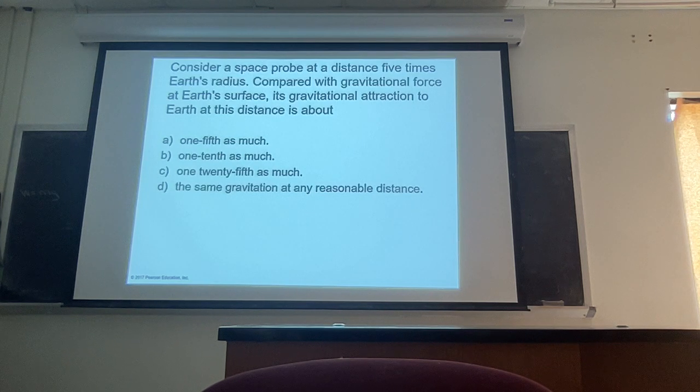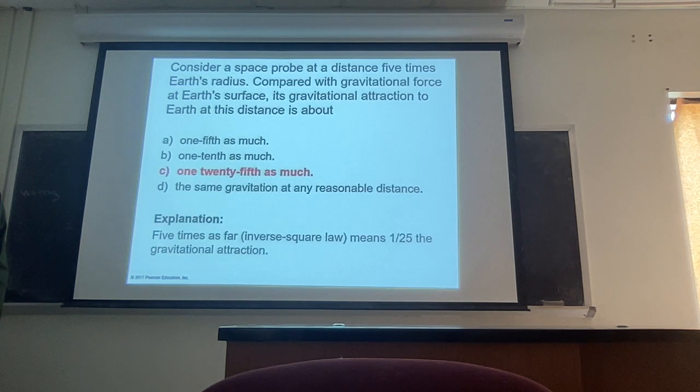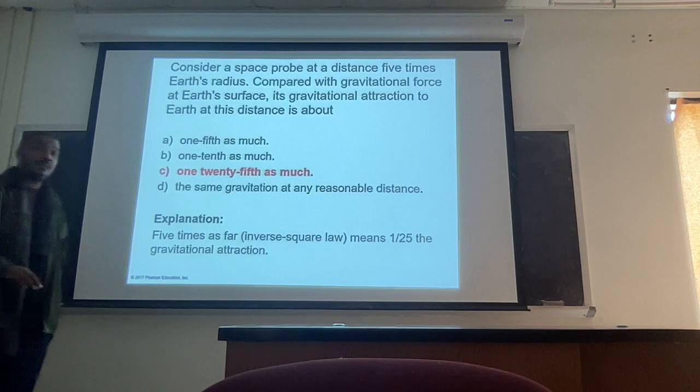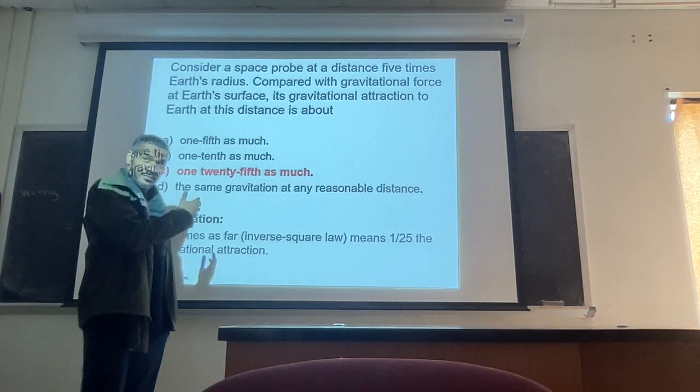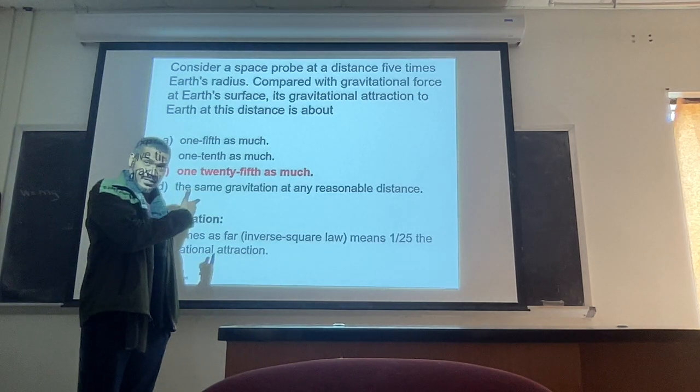That's our next. Okay. Consider a space probe at a distance 5 times the Earth's radius. As the gravitational force at Earth's surface, its gravitational attraction... Good. Everybody understand that? Everybody got the logic and the reasoning for this? Good.